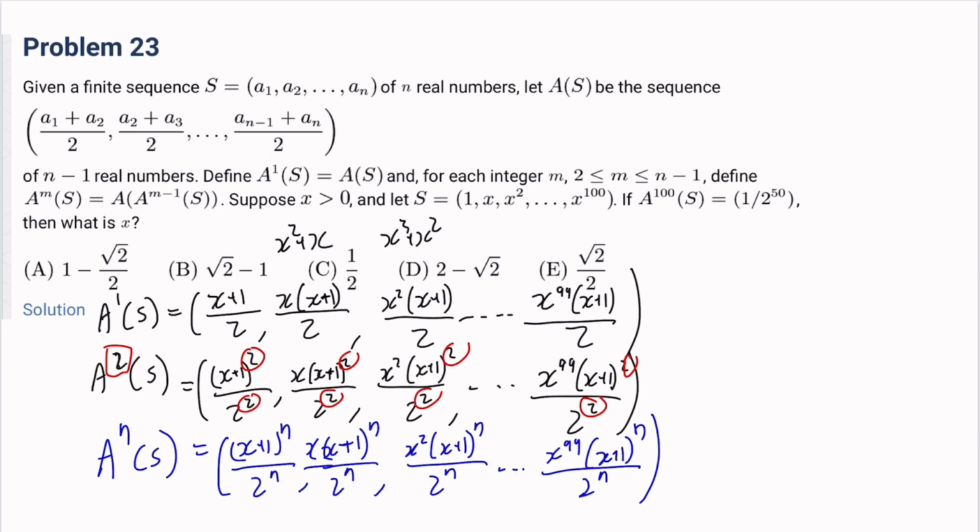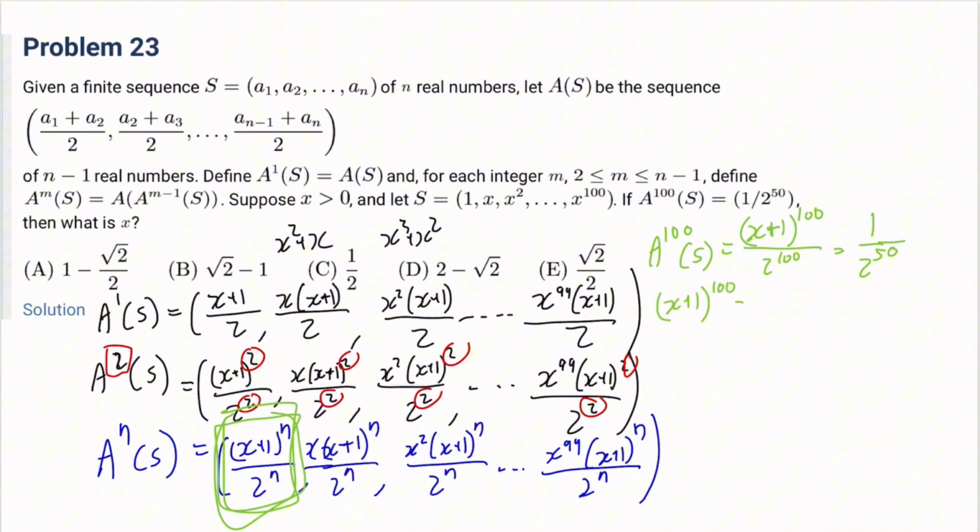And so since it's going to be equal to 1 over 2 to the 50th power, that means we can just take that one and set it equal to 1 over 2 to the 50th, and that's when n is 100, right? And so that's going to give us A100 of S equal to x plus 1 to the 100th power over 2 to the 100th power. This is equal to 1 over 2 to the 50th power. So x plus 1 to the 100th power is equal to 2 to the 50th power. That means x plus 1 equals root 2. So x equals root 2 minus 1. This is the answer. It's B.